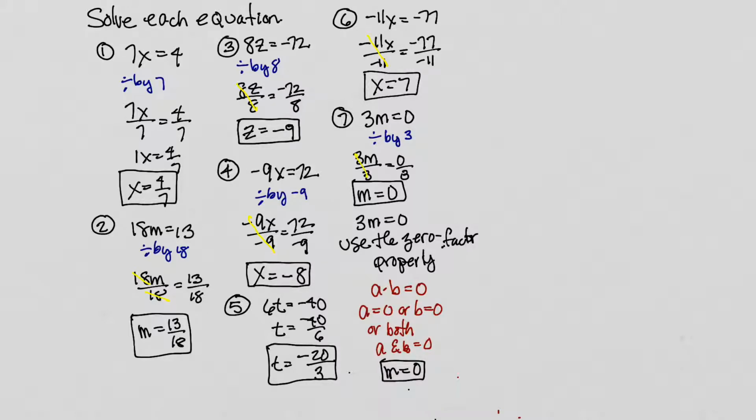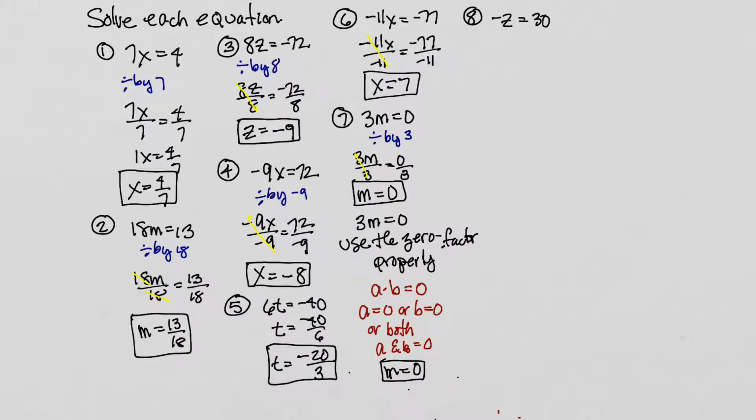So we did it two ways. First of all, we just divided both sides, realizing that 0 divided by a non-zero number is 0. And the second approach, we used the zero factor property, which says if you multiply two numbers together and you get 0, one of them has to be 0, and it's not the 3, so it's got to be the m.